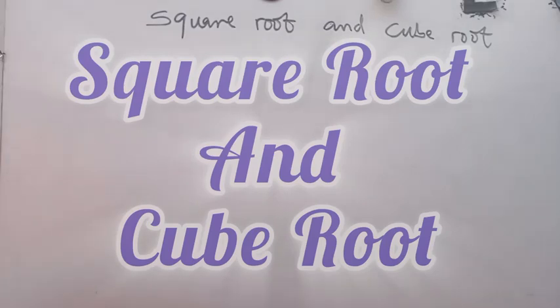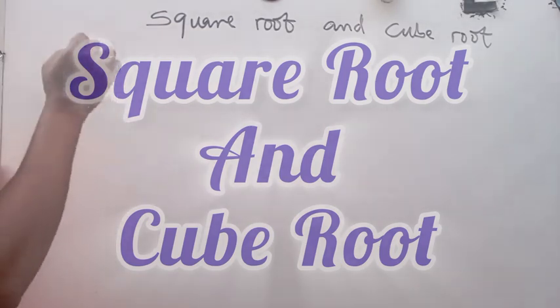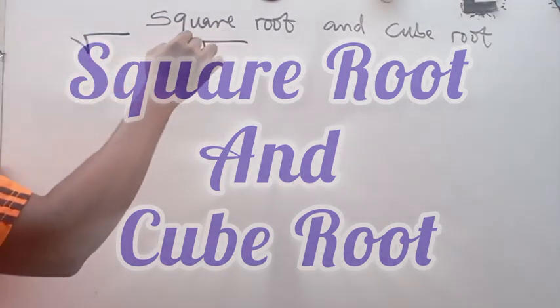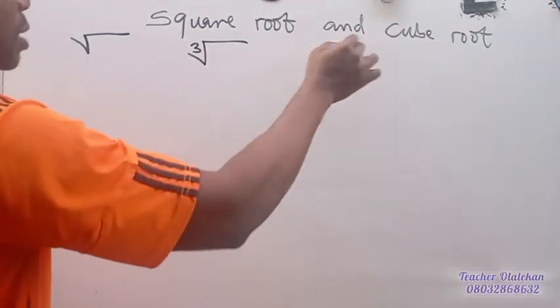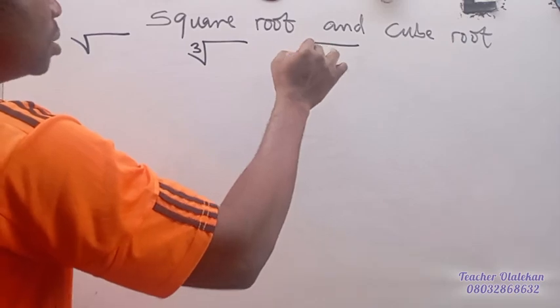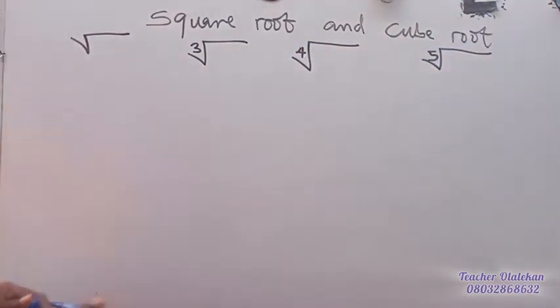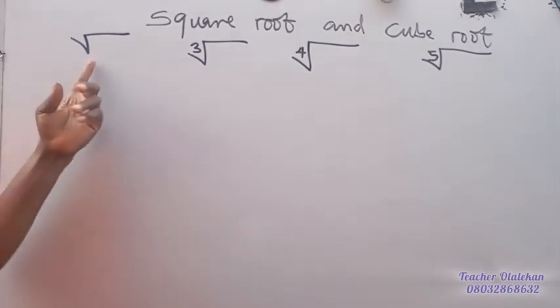Yes, in this video we'll be learning about square root and cube root of numbers. Let's understand that the square root sign is the radical sign, the cube root has 3 units, while the fourth root has 4 units and the fifth root has 5 units. So that is the basic for them.